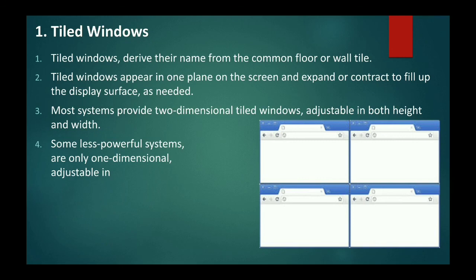Most systems provide two-dimensional tiled windows adjustable in both height and width. Some less powerful systems are only one-dimensional, adjustable in that particular way only. So that is the tiled window presentation style. As you can see in the diagram, all the windows have equal spaces.